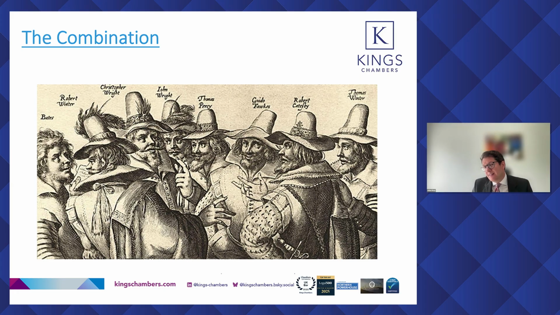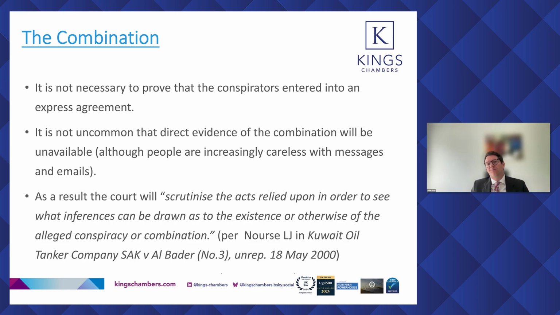If you are acting for the potential claimant in a conspiracy claim, you are unfortunately unlikely to have a drawing of your conspirators engaging in their conspiracy. So what do you do? The first thing to say about the combination is that the word combination is used rather than agreement, because it's not necessary to prove that the conspirators entered into an express agreement. To some extent, it's the question of the nod and the wink.